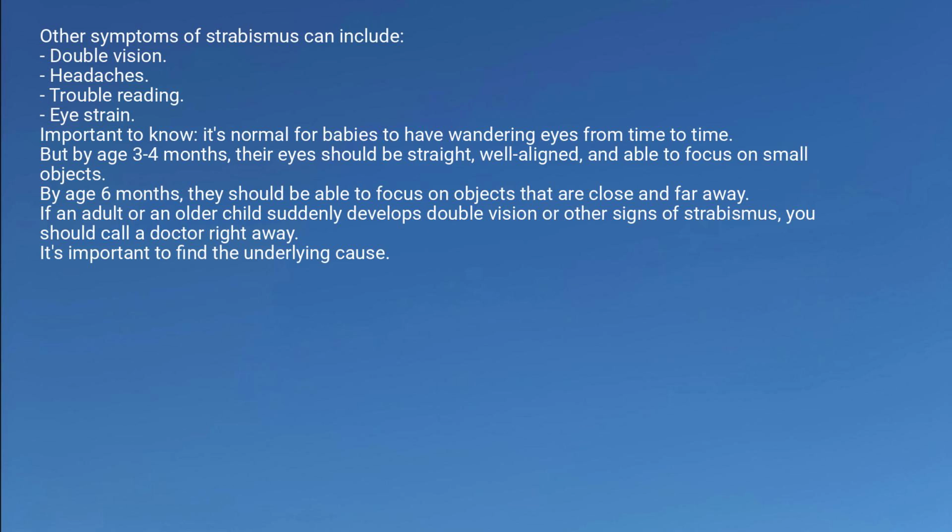If an adult or an older child suddenly develops double vision or other signs of strabismus, you should call a doctor right away. It's important to find the underlying cause.